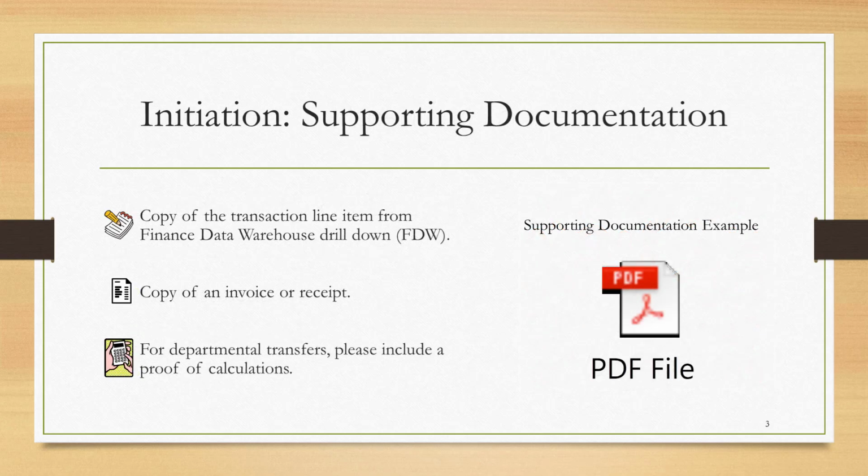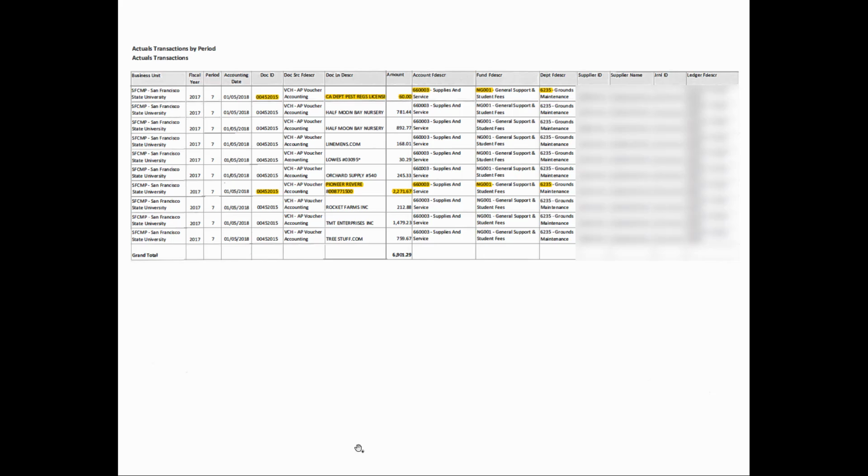The next step is to obtain proper supporting documentation. The first document needed is a copy of the Finance Data Warehouse report showing the transaction line item needed for correction. The second document is a copy of an invoice or a receipt of the transaction.